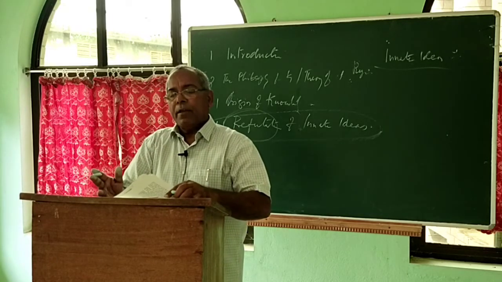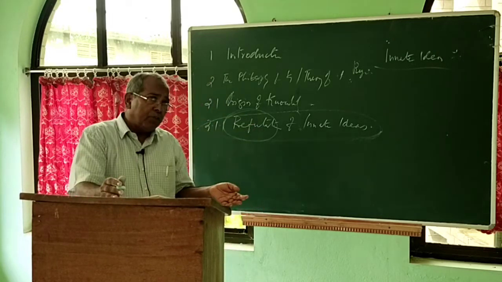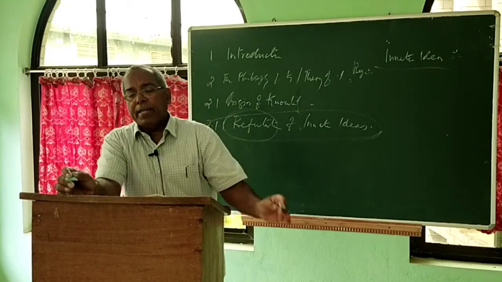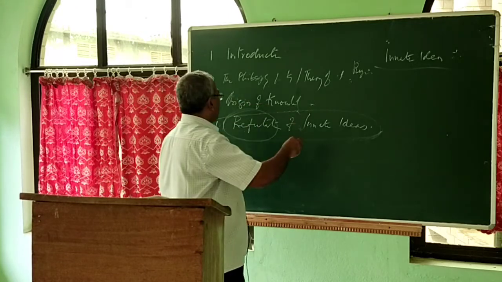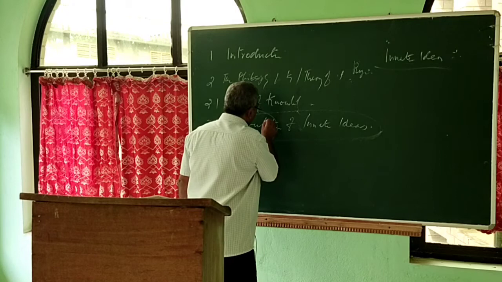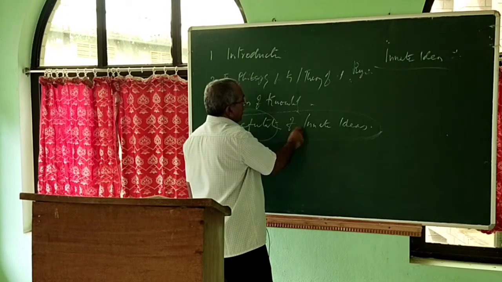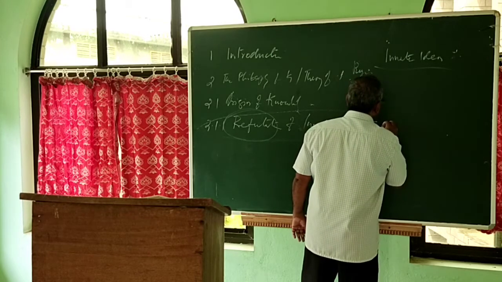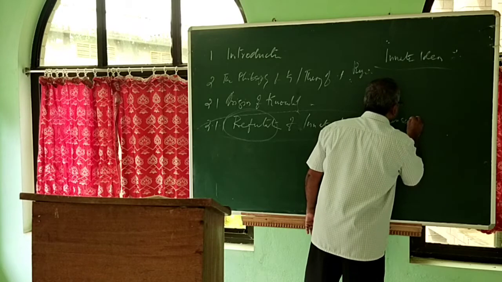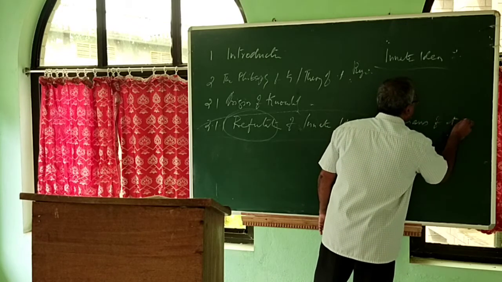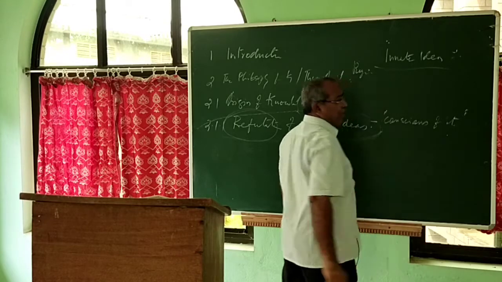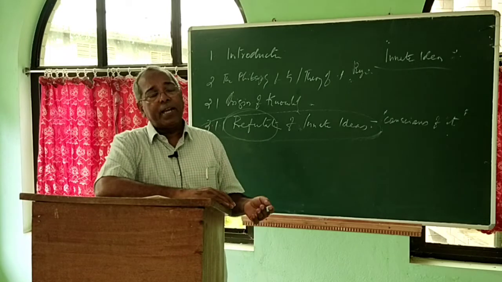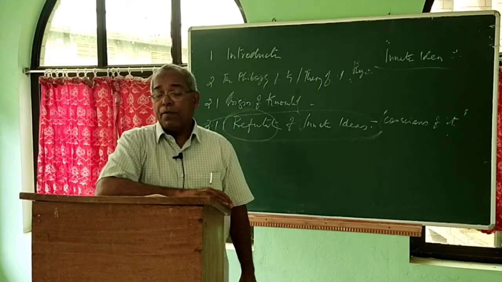Now, why does he refute it? He has his reasons. According to him, if we have innate ideas, we would be conscious of it. So in other words, the reason for refuting innate ideas is that if we have innate ideas, we must be conscious of it. That's why he rejects it.